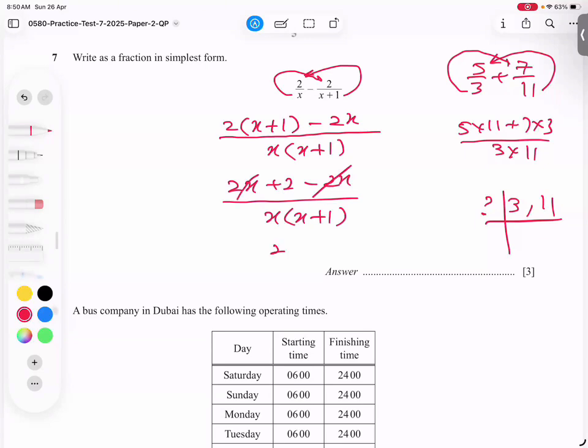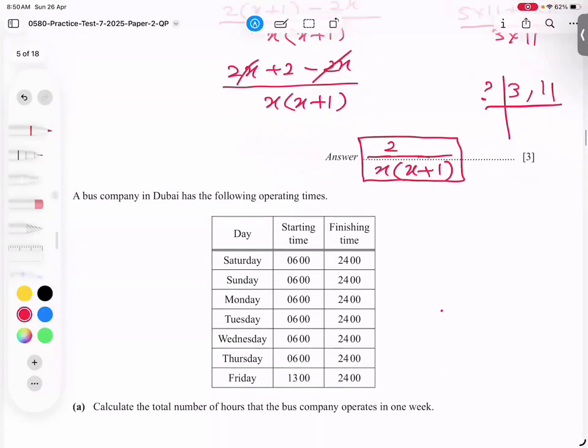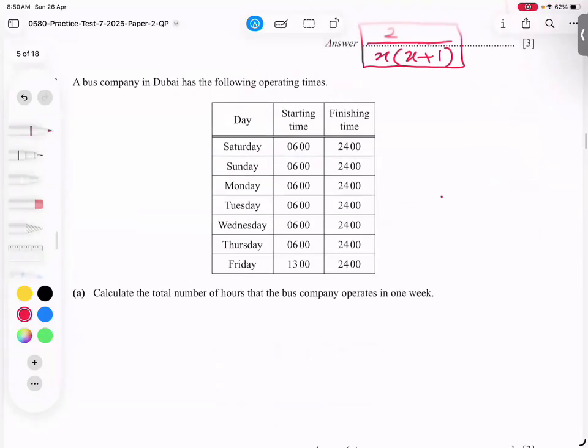I know some students multiply the denominator as well. No need. If you leave it without multiplying, or multiply, both options you get full marks. So why do we waste our time? I hope the point is very clear. And let's talk about the next question, which is number 8.